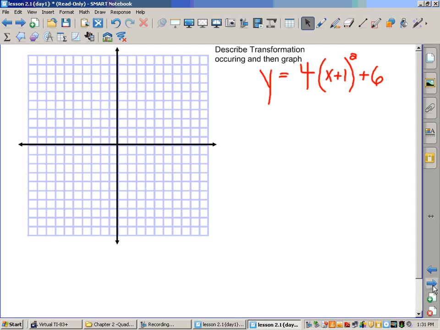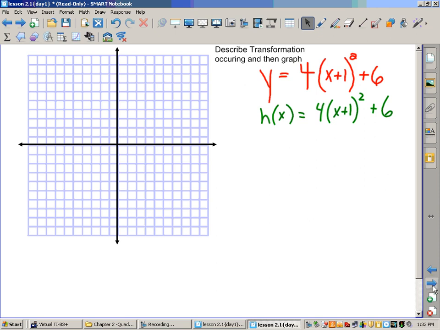Describe the transformation first. This says y equals. Okay, if you don't like the y equals, I'll put it in function notation, f of x. And again, I can put any letters here. I keep on using f, but f for function, they always do it. And call it h of x equals 4 times x plus 1, quantity squared, plus 6.